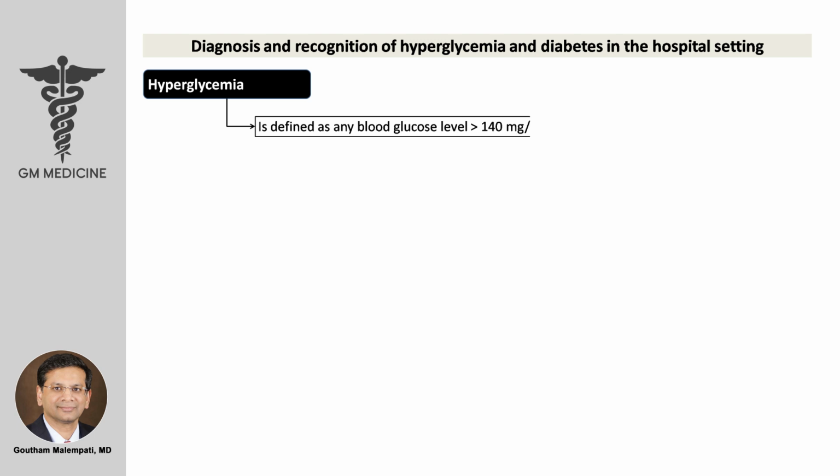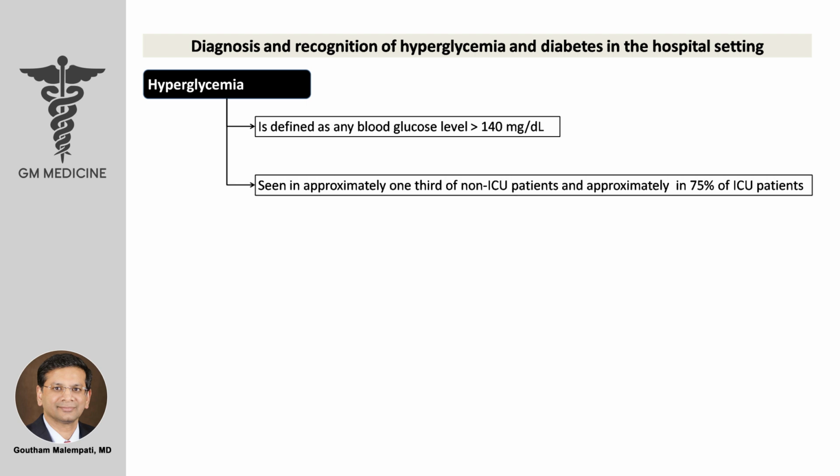Hyperglycemia is defined as any blood glucose level greater than 140 milligrams per deciliter. Observational studies report that hyperglycemia is seen in approximately one-third of non-ICU patients and approximately 75% of ICU patients.